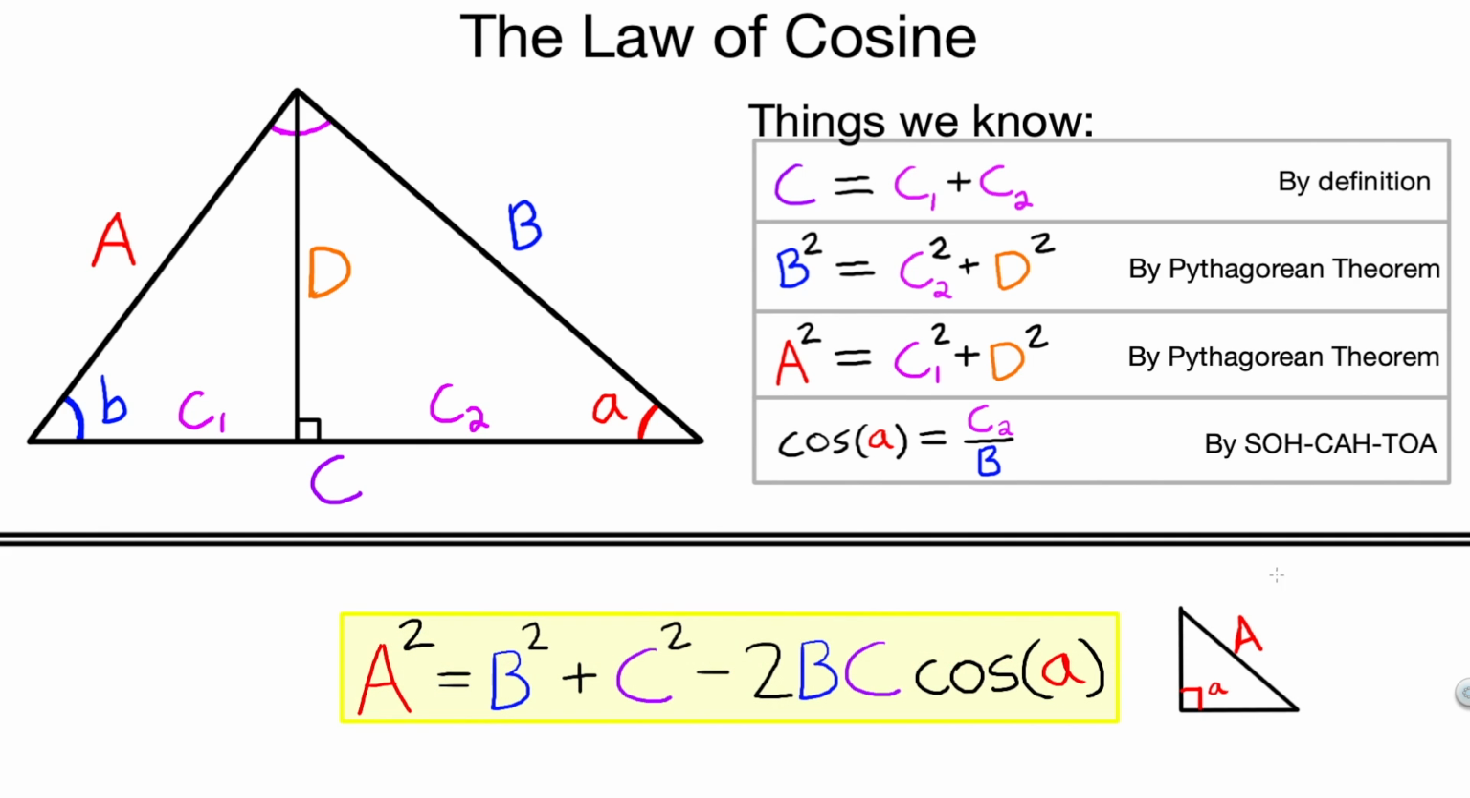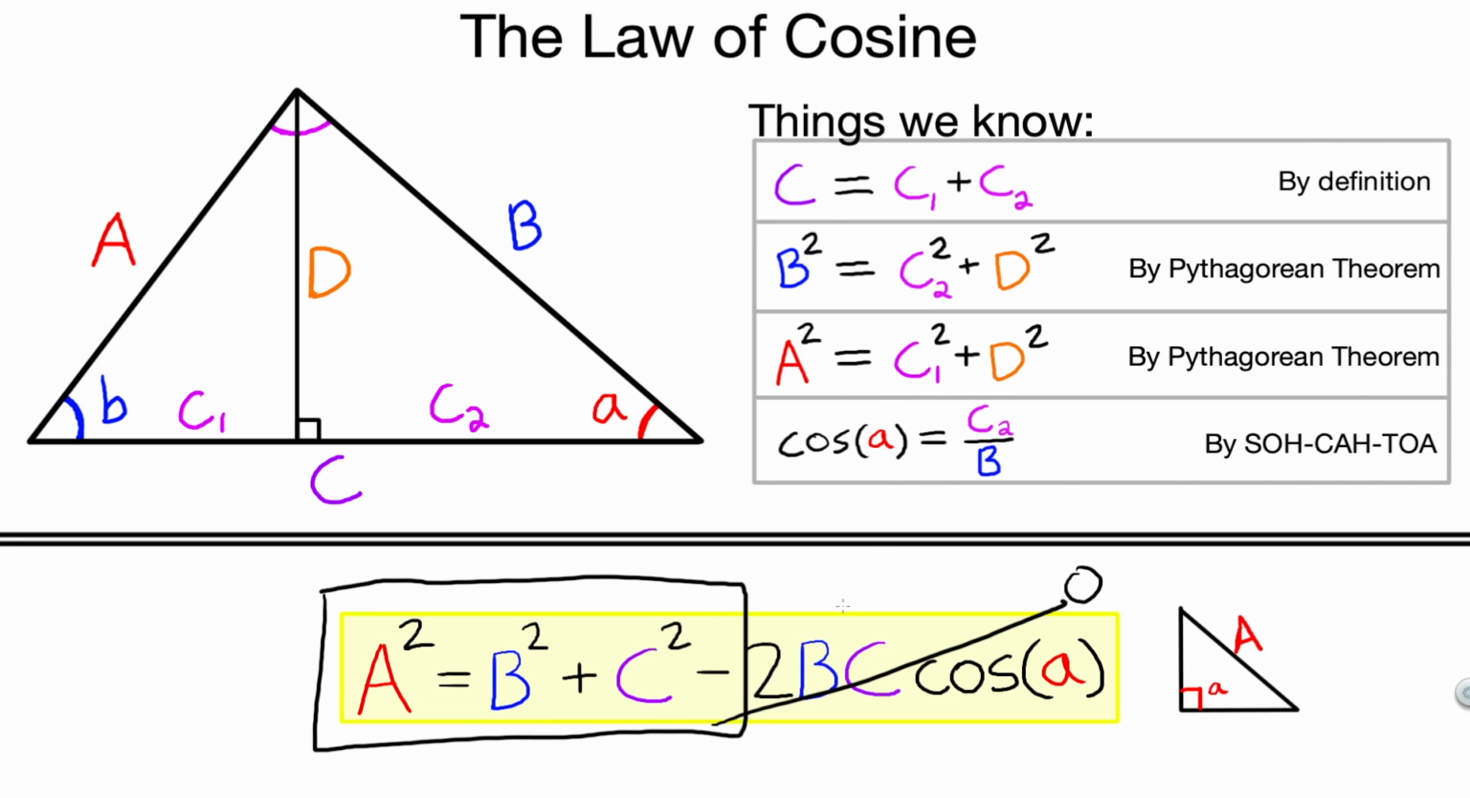Notice that if we were doing a right triangle, like the one I hastily drew over here, the cosine of angle A would evaluate to the cosine of 90 degrees. In other words, this entire last term would go to 0 because cosine of 90 degrees is 0. Therefore, we would be left with the familiar Pythagorean theorem instead.